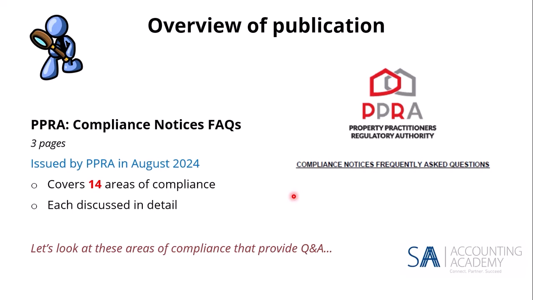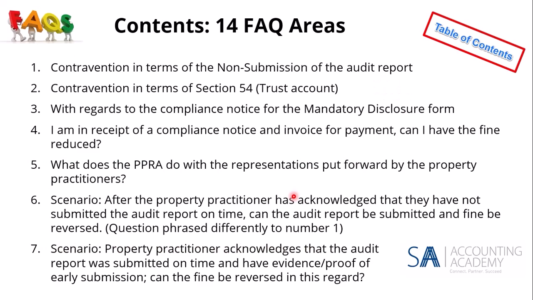Now, their compliance department is quite jacked, so if you ever need anything from them and you phone them, they're very helpful. All right, I found that. So the table of contents, the 14 FAQ areas, here's the first 7. The first one deals with what to do when there's non-submission of an audit report. Well, it's easy, isn't it? If you haven't submitted your audit report, then submit it. That's it. If there's contravention of section 54, in other words, there's a trust account and it wasn't audited at all, there's an issue.